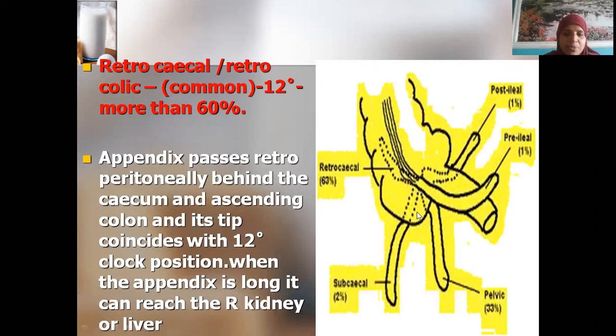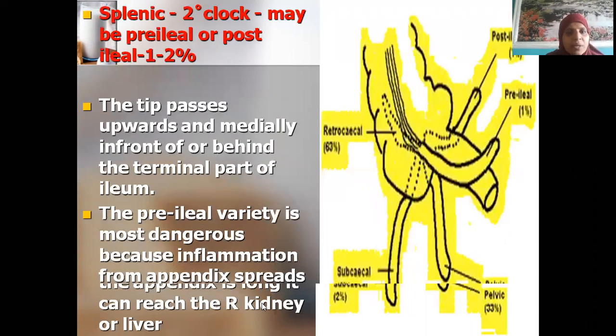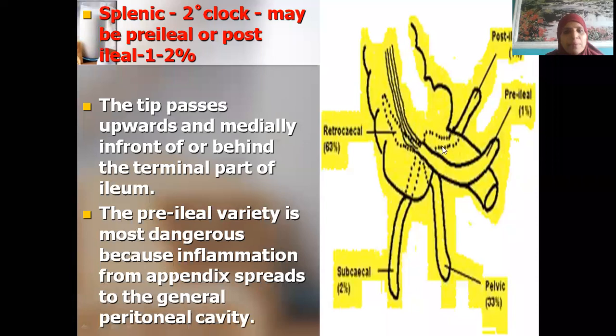Sometimes the tip may reach this side. We have the right kidney, isn't it? Just below the right lobe of the liver, actually we have the right kidney. That's why it may sometimes reach the liver anteriorly or the right kidney posteriorly. Okay, so we have the splenic position, which can be, I told you, in front of the ileum, pre-ileal, or behind the ileum, post-ileal. It is all about the tip, whether it is passing upwards and medially in front of or behind the terminal part of the ileum.